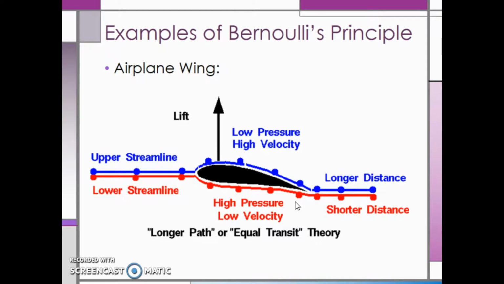Below the wing, the speed is slower, so the kinetic energy is lower, which means that the pressure has to be higher. So we have relative high pressure below the wing and relative low pressure above the wing. Since the pressure below the wing is greater than above, this causes lift and helps keep the airplane wing in the air.